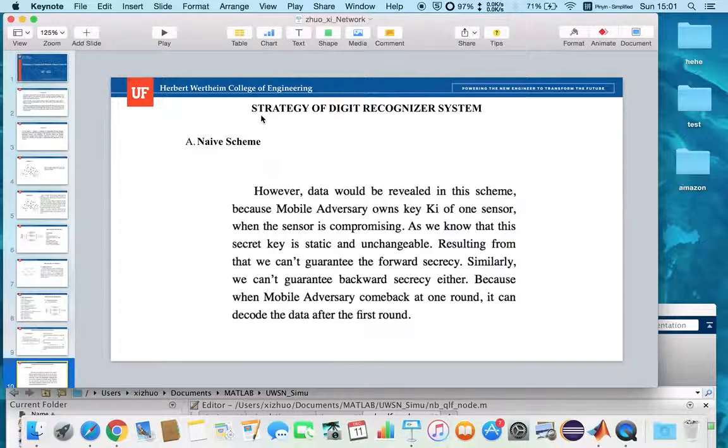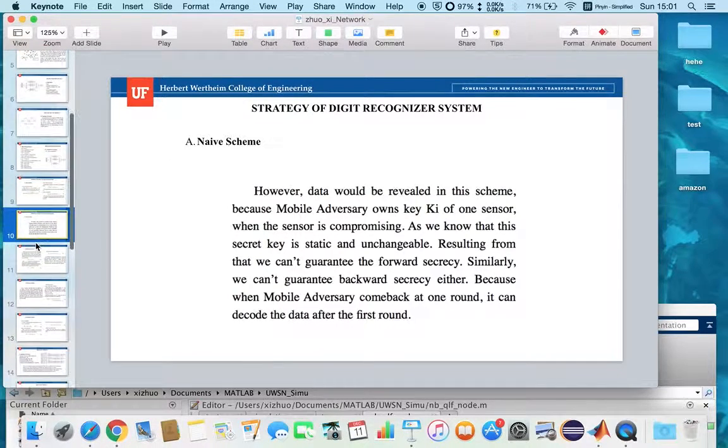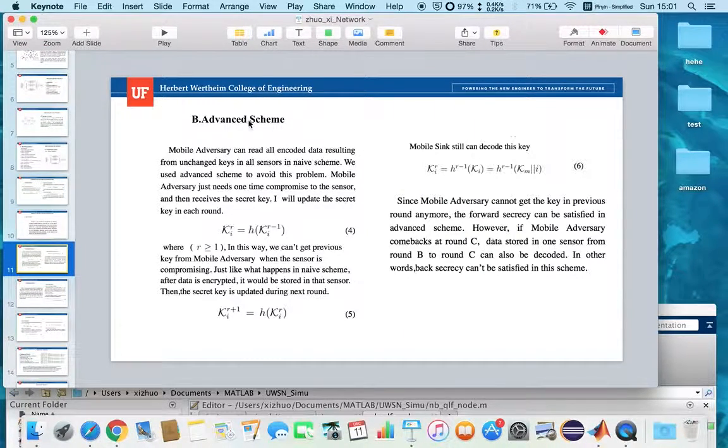So we need to improve it. We have the second scheme, the advanced scheme. It's a dynamic key scheme. I will update the secret key in each round like this. In this way, we can't get the previous key from the mobile adversary when the sensor is compromised.